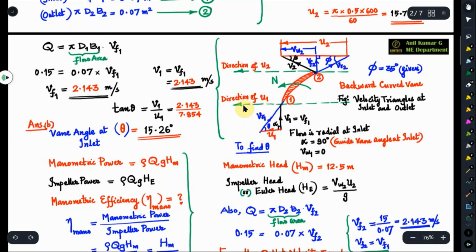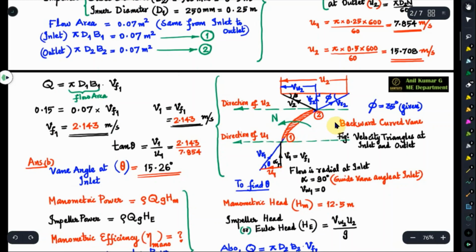Here the direction of motion at inlet and outlet have been represented like this in the simplest form of representing the inlet and outlet velocity triangles of the centrifugal pump. Here it is given that the vanes are bent back at 35 degrees at impeller outlet. So therefore, here the vane angle at outlet is equal to 35 degree. Vane angle at outlet is usually represented by angle phi.